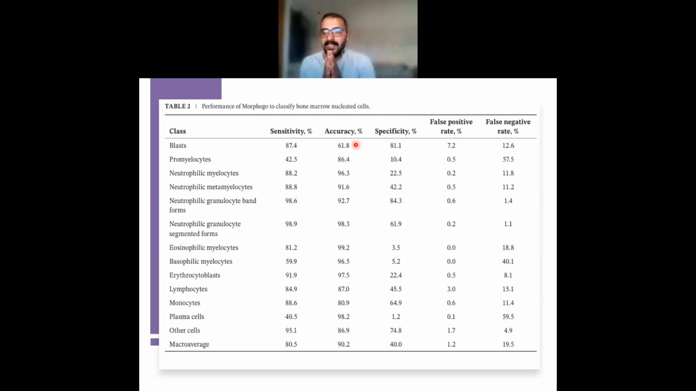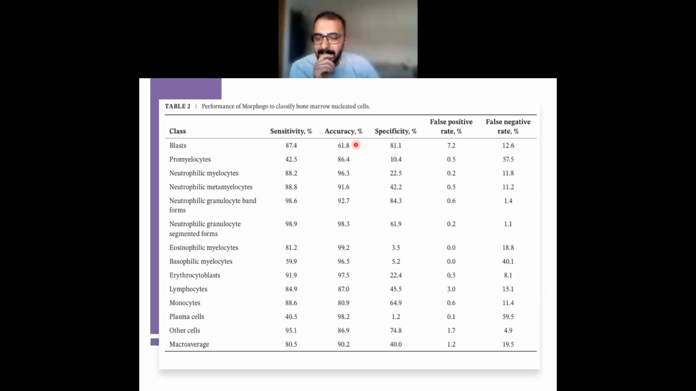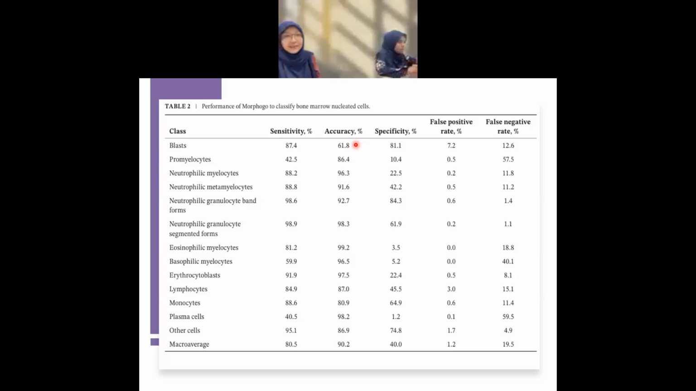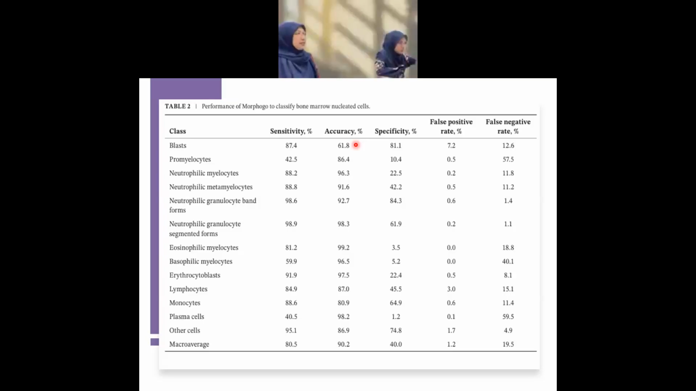So it is classified as a blast, but it is not a blast. So that's the rate for the system to do that in the classification. Something that you identify as a positive result, but it's actually a negative result. Yes, that's it.